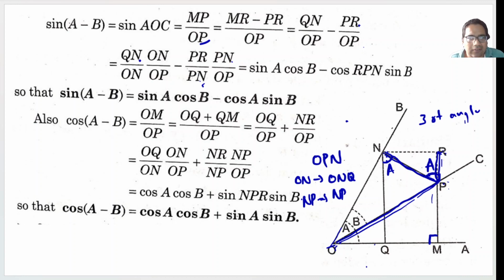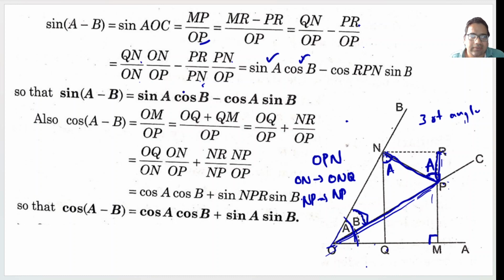Now if you see, what is QN by ON? QN by ON is actually sine A. That is this. What is ON by OP? This is angle B. So this should be cos B, right? Adjacent by hypotenuse.